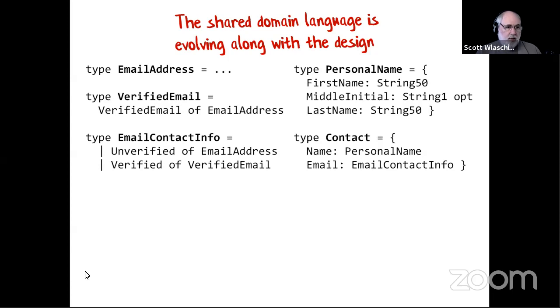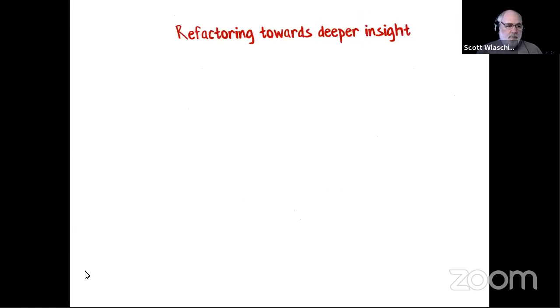But the domain has a concept called a verified email. The domain experts talk about verified emails. They talk about email addresses. They talk about personal names. These are concepts in the domain which we have now captured. And again, this is not just documentation. This is compilable code.